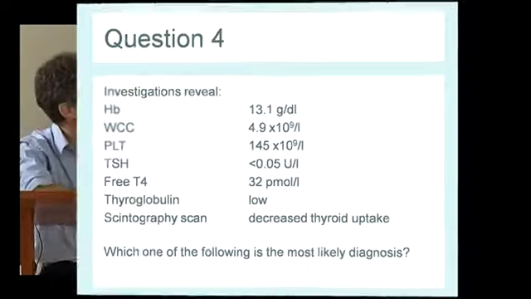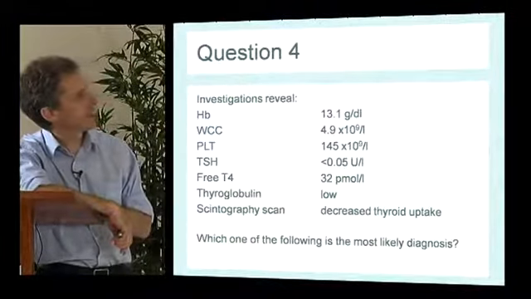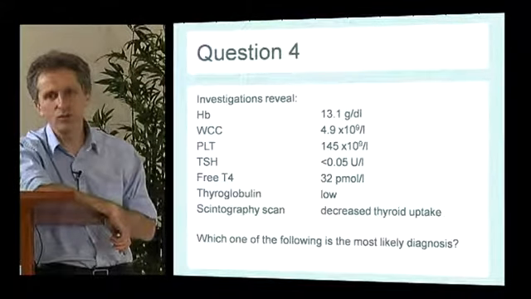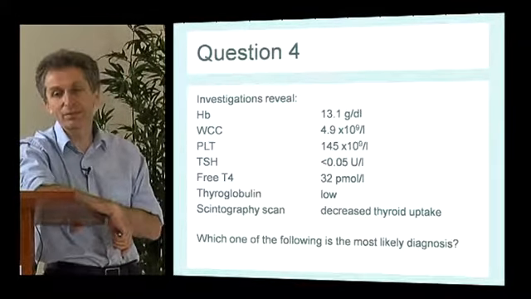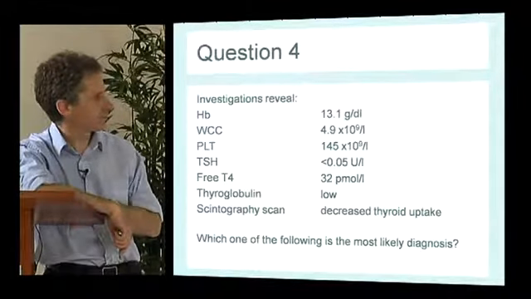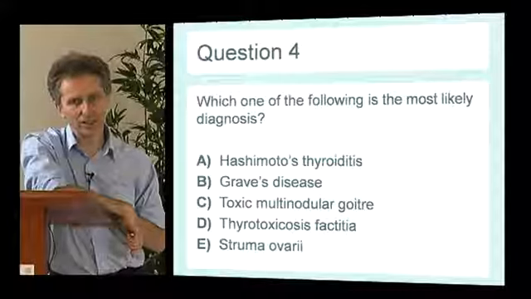Here are her investigations. And you'll see a low TSH now. The free T4 level, they haven't given you the reference range, but the typical reference range is 10 to 25, so this is a raised T4. There is a low thyroglobulin level and decreased thyroid uptake on scintigraphy. The question is, which of the following is the most likely diagnosis? And here are your 5 options: Hashimoto's thyroiditis, Graves' disease, toxic multinodular goiter, thyrotoxicosis factitia, or struma ovarii.